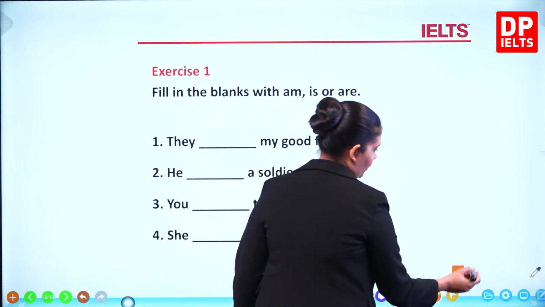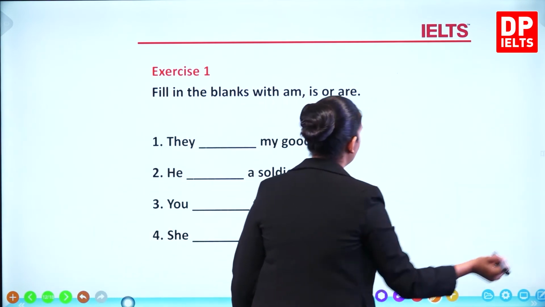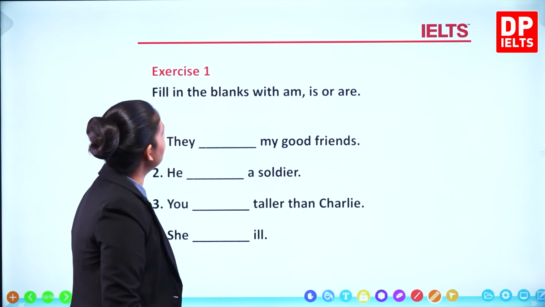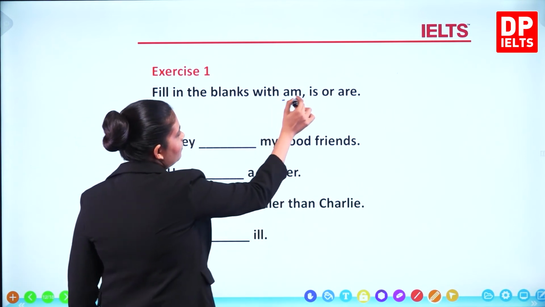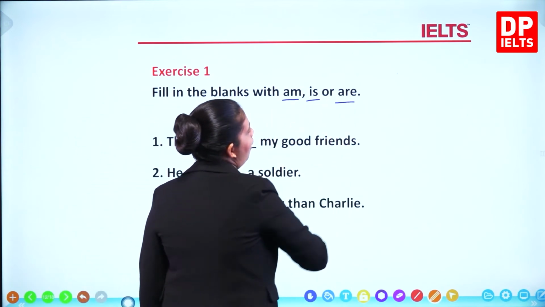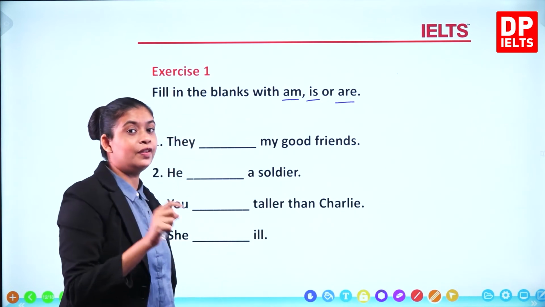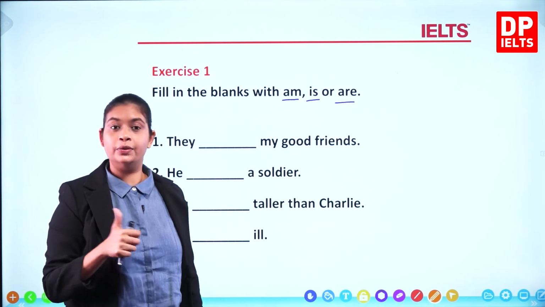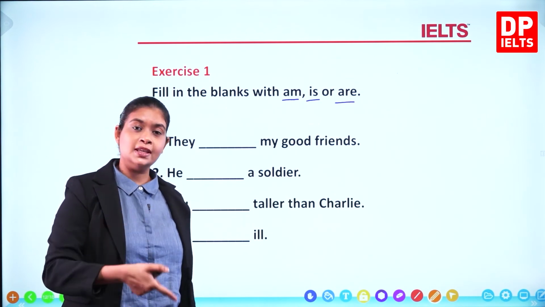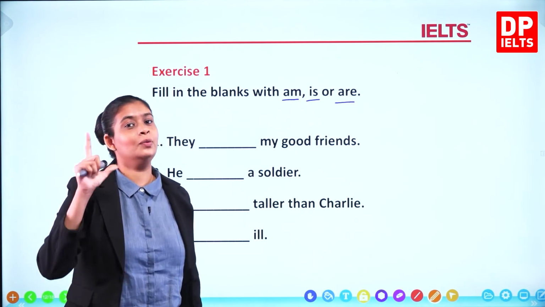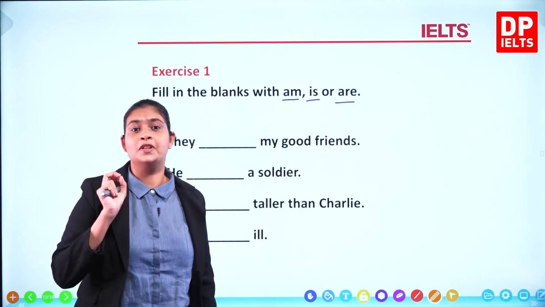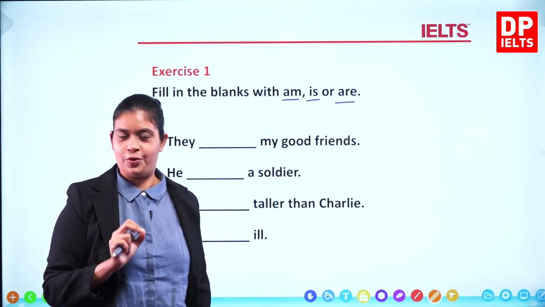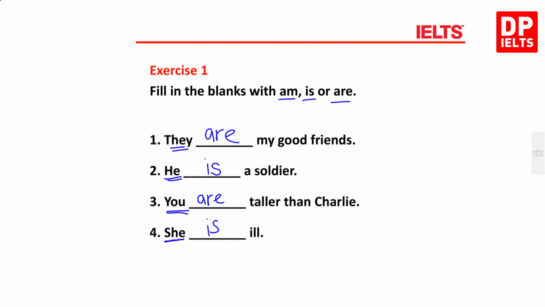Let me take the blue color so that it's nice and clear for all of you. Fill in the blanks with am, is or are. So we need to fill it with the appropriate word. If it is I, you can use am. If it is singular, noun or pronoun, we use is. If it is a plural noun or pronoun, we use are. Right. Exercise 1. Fill in the blanks with am, is or are.